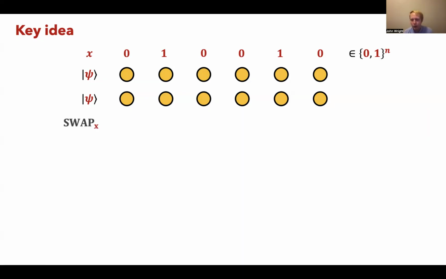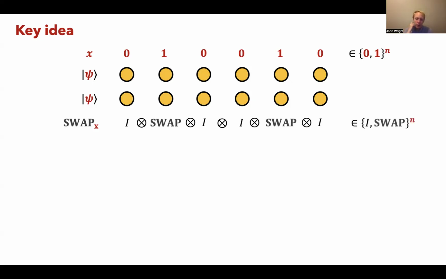Okay, given this x, I'm going to specify a swap operator, swap sub x, as follows. Any pair of qubits where I have a 0, I'm just going to write the 2-qubit identity matrix. And any 2 qubits where I have a 1, I'm going to write down the 2-qubit swap matrix. So it's going to be tensor identity, tensor identity, tensor swap, tensor identity. This is a matrix in {identity, swap}^n. So you have n 2-qubit matrices, each one either identity or swap. Let me tell you some properties that these swap sub x matrices have.